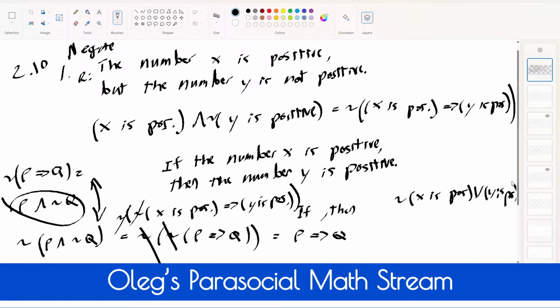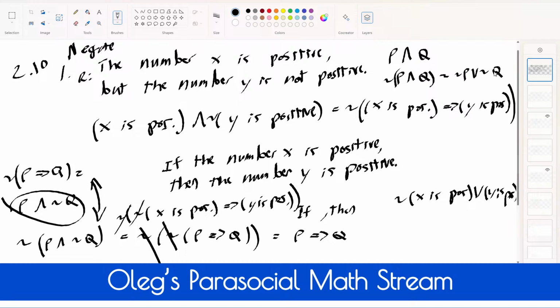So the number X is positive. The but can be interpreted as and. I see. That's where I went wrong. Okay. So what I did could have worked, but I know why it didn't work now. When you have the word but, it could be interpreted as and. So this is the correct one. We wanted to negate this. So first of all, the first statement here is actually P and Q, right? That's all it is, P and Q. And to negate P and Q, you're going to get not P or not Q.